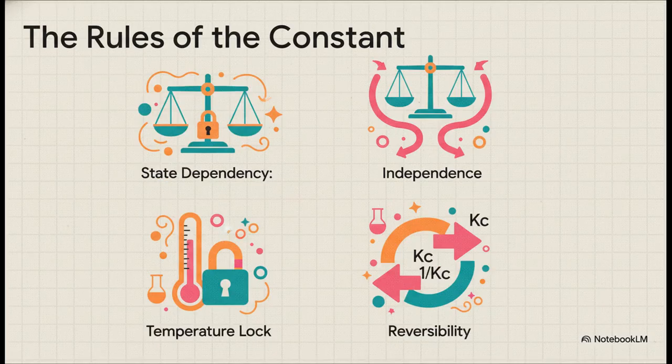But you know, this constant has to play by a few very strict rules. First, it only describes the system when it's perfectly at equilibrium, not before. Second, it doesn't care at all how you start the reaction. That final ratio is always going to be the same. Third, it is completely locked to a specific temperature. You change the temp, you've changed the destination entirely. And finally, a cool little trick. If you decide to run the reaction in reverse, the new constant is just 1 divided by the original one.